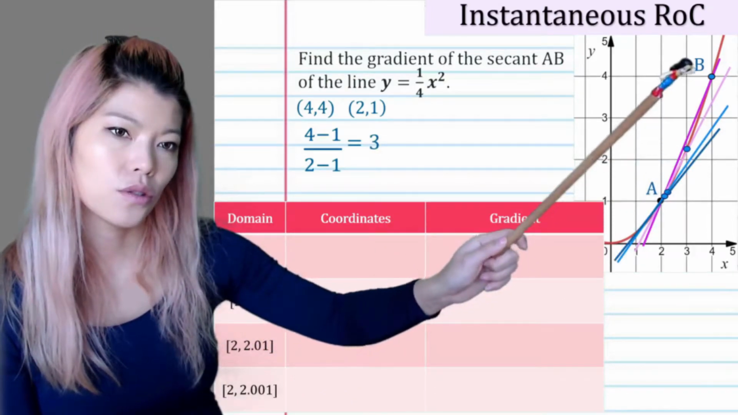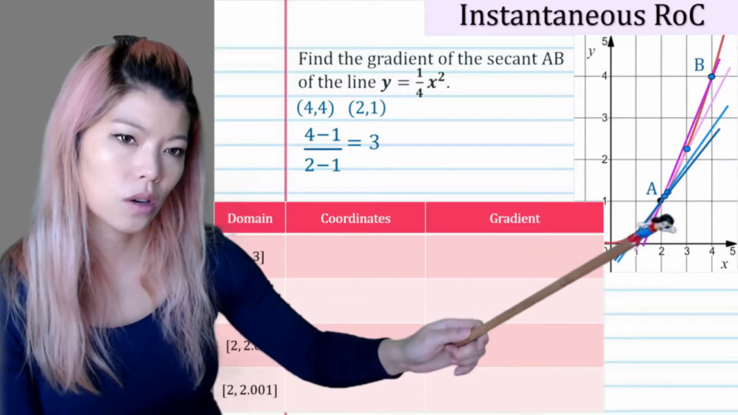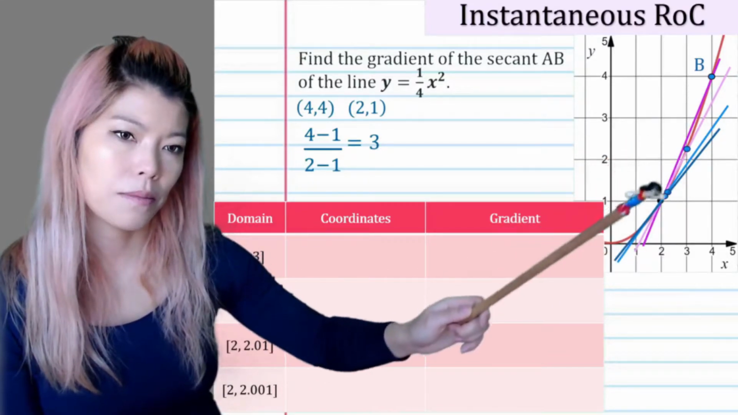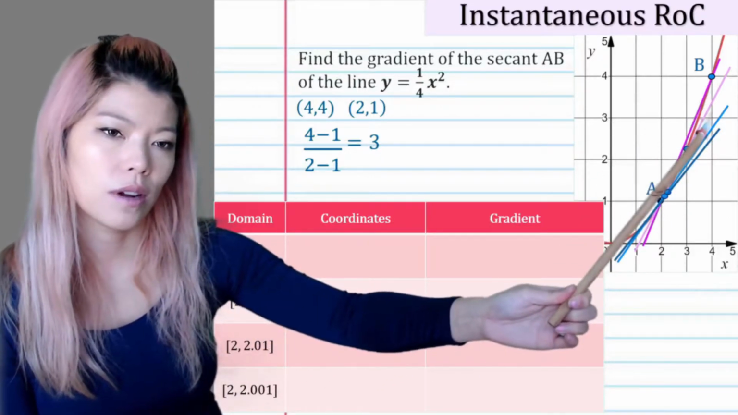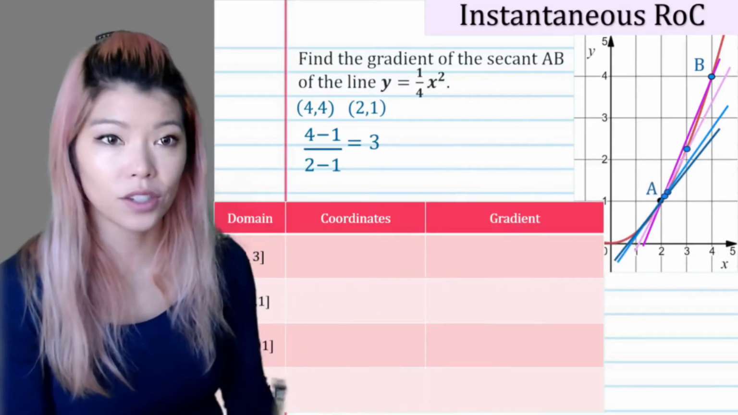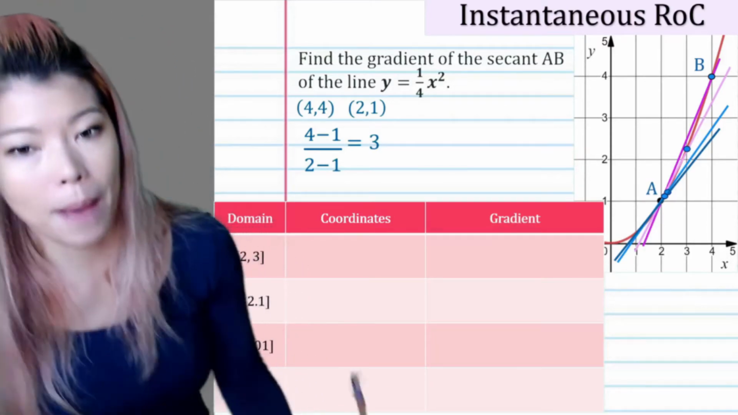Now what happens if I draw lines between points that are closer and closer together? So instead of picking A and B, I pick 2 points that are closer and closer. Then I will get the gradient to be closer to the tangent. So let's have a look at what the coordinates become when that happens.